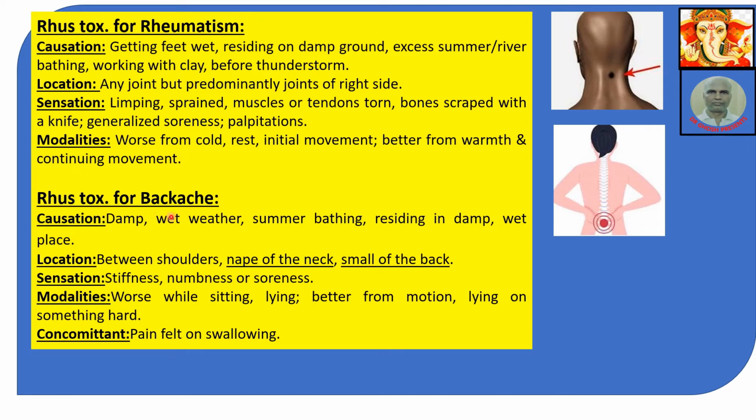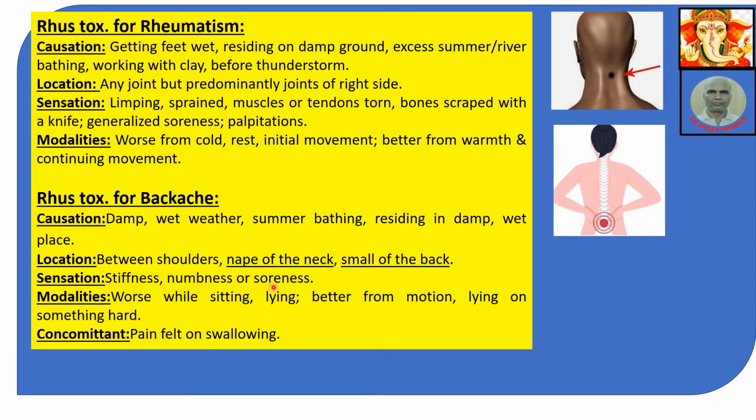Rhus Tox for backache. Causation: damp, wet weather, summer bathing, residing in damp, wet place. Location: between shoulders, nape of the neck, small of the back. Nape of the neck is this point. It is just at the start of the cervical vertebra. From C1 to C7 cervical vertebra is there. This is possibly C2 to C3. This is called nape of the neck, and small of the back is lumbar region. Lumbar and sacral joint. Just lumbar sacral junction is the small of the back.